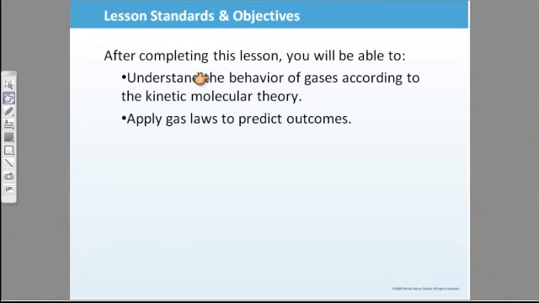Now, the specific lesson objectives: we're going to understand the behavior of gases according to the kinetic molecular theory, and we're going to apply gas laws to predict outcomes.